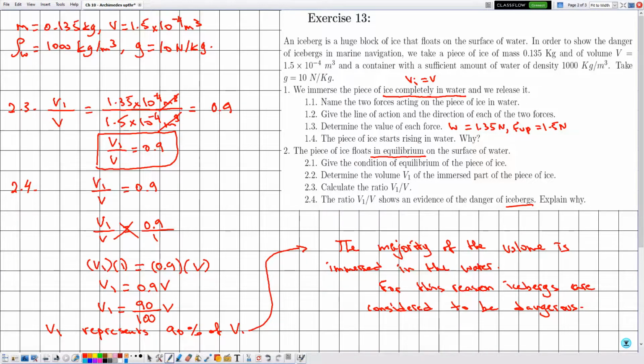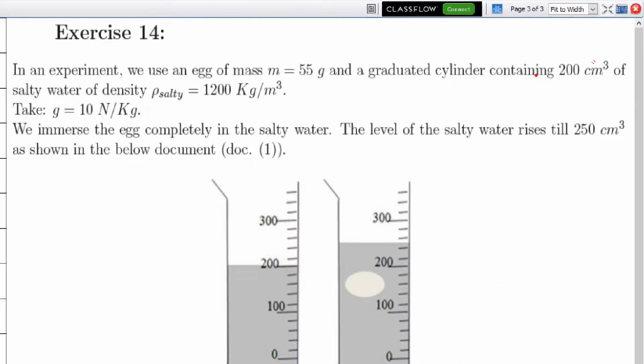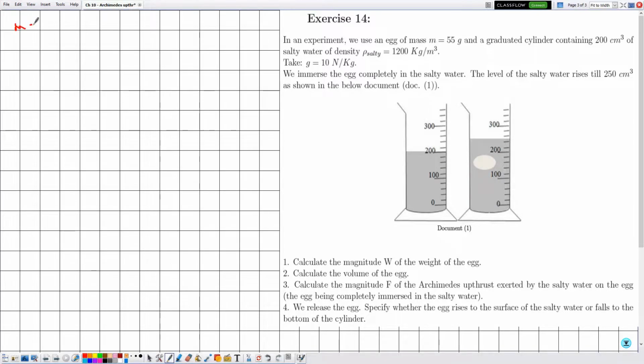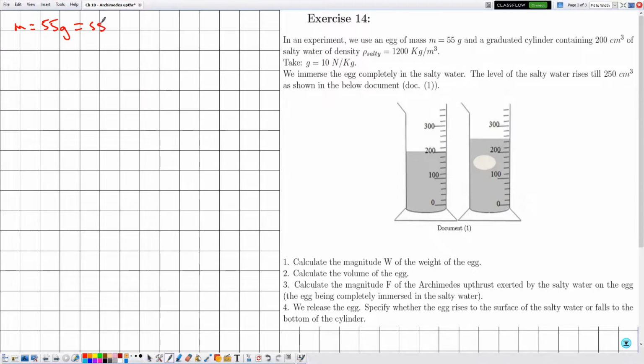And now let's move to the final exercise, which is exercise number 14. In an experiment, we use an egg of mass m equal to 55 grams. Knowing that the gram is not the SI unit of mass, in order to convert from grams to kilograms, we divide by 1000. Then 55 divided by 1000, so the mass is given by 0.055 kilograms.